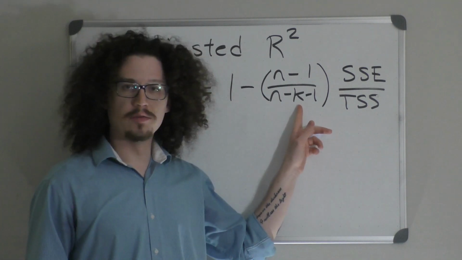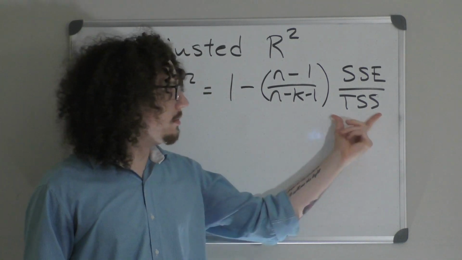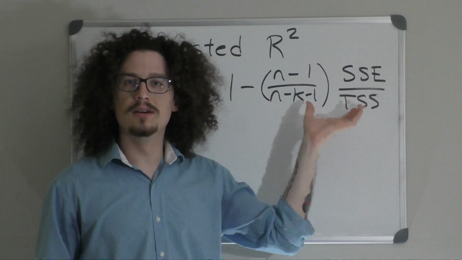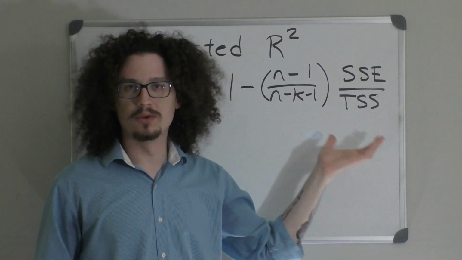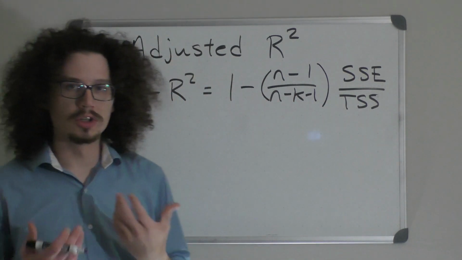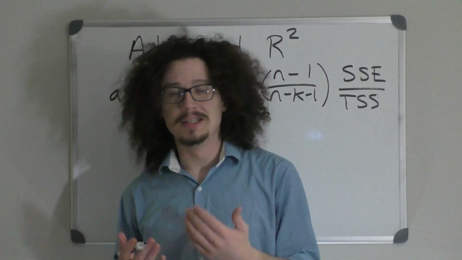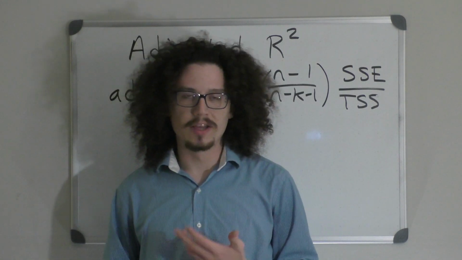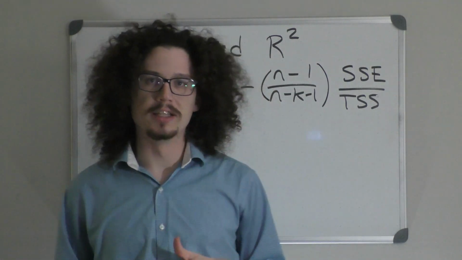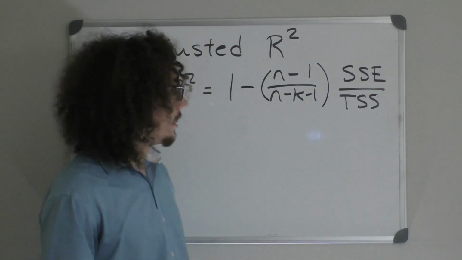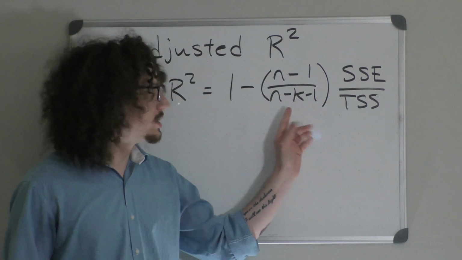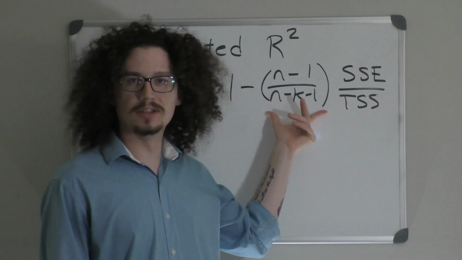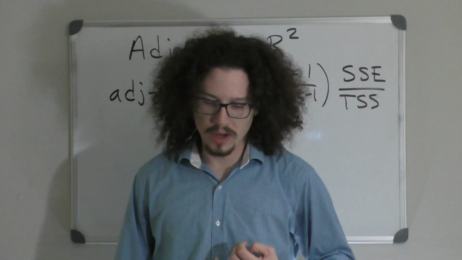So as you increase the number of independent variables, you're going to make this term bigger. It's going to weight the random error, the random variation, more heavily, so that we can get an idea of how much explanatory power we actually have, and take into account those added independent variables. Also, you may or may not have noticed that if we increase n, that's going to mitigate some of those effects.